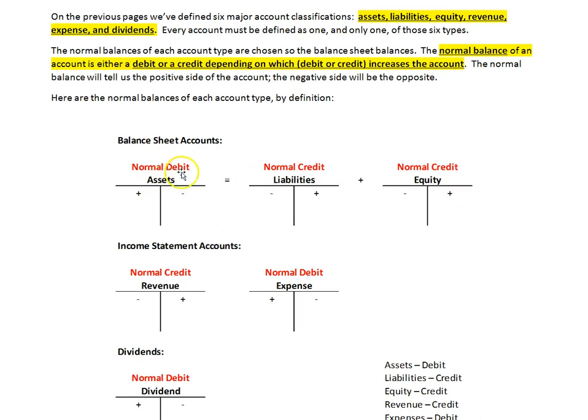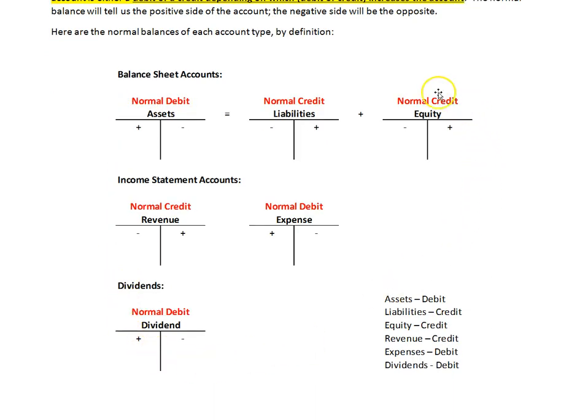So assets have a normal debit balance just by definition. By definition, I mean it's completely possible to set up an accounting system with the complete opposite rules here, but we're teaching you what everyone does in America, and everyone in America thinks that assets have a normal debit balance. We all follow that approach. So assets have a normal debit balance, liabilities have a normal credit balance, equity has a normal credit balance just by definition. What does it mean that it has a normal debit balance?